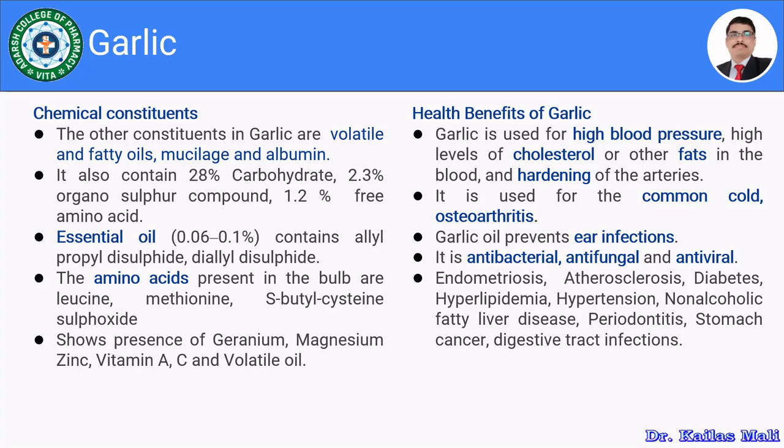If you can see, the garlic oil is going to prevent the ear infection, isn't it? Some of the ear infections are going to be prevented with the help of the garlic oil. It has properties like antibacterial, antifungal, and antiviral, so it could be helpful to prevent sudden infections, as it acts as an antibacterial, antifungal, and antiviral.